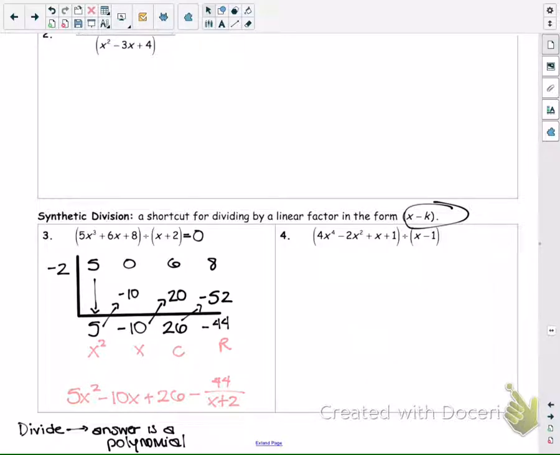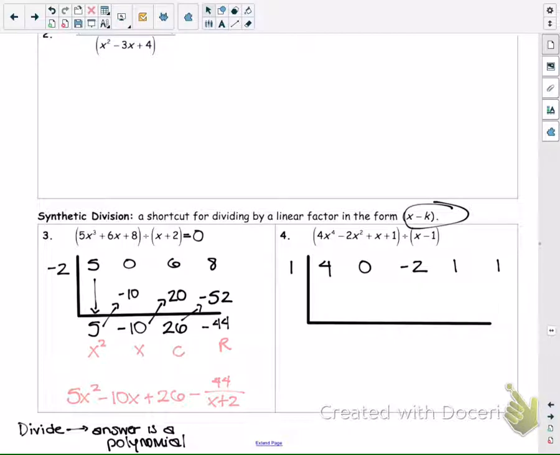So if that 8 had been a positive 52, would there be no remainder? There would be no remainder on that, yep. All right, so let's set up 4. What number is going to go outside? 1. Inside, when I set up my coefficients, I need to remember if I am missing any terms, they've got to go in as zeros. So I do a 4 followed by what? 0. A negative 2, 1, and 1.